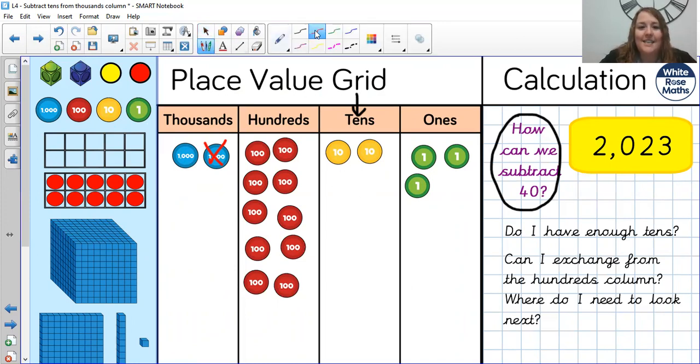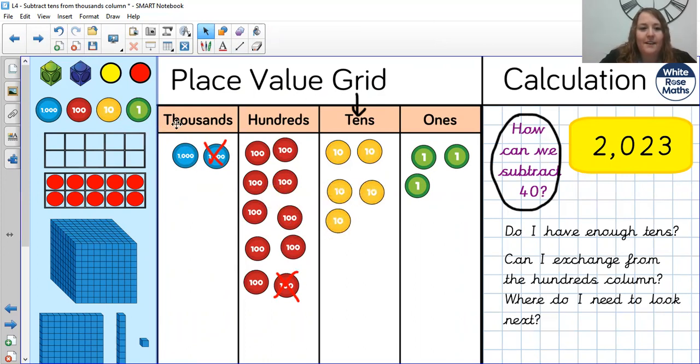So I need to do the exact same thing again, and I need to cross out one of the hundreds, and I need to replace it with 10 tens. 1, 2, 3, 4, 5, 6, 7, 8, 9, 10. Okay. Hopefully now you can see that we now have enough tens to work out our question.